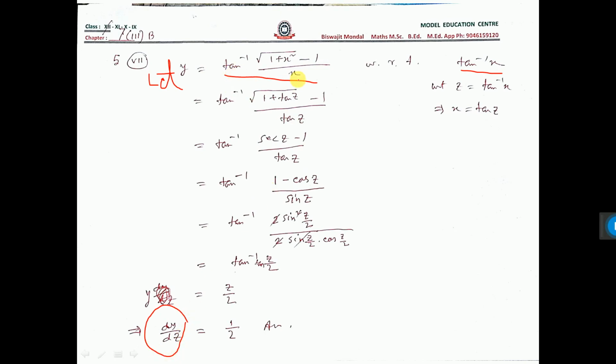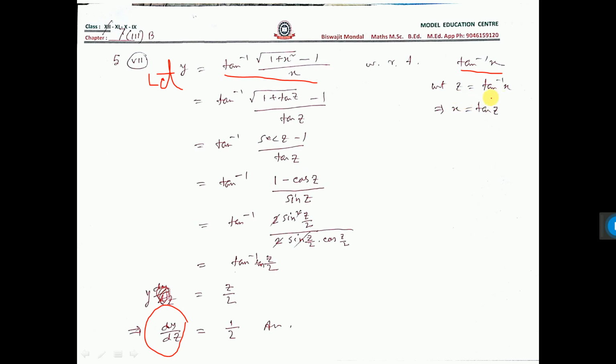In the question it is told to differentiate this with respect to this. That's why I consider y equal to this, z equal to this. Then if I find dy/dz, the sum will be done. That is why I consider z equal to this.